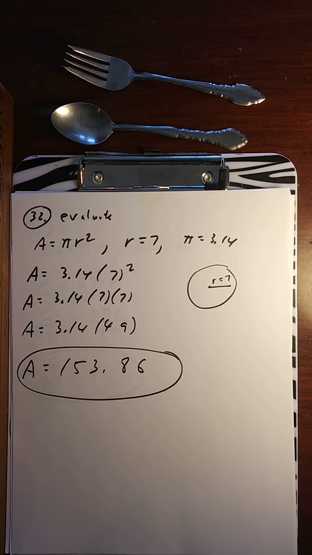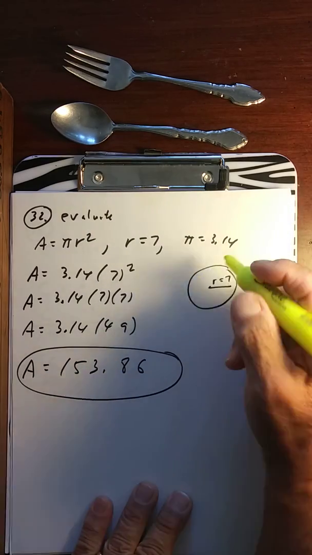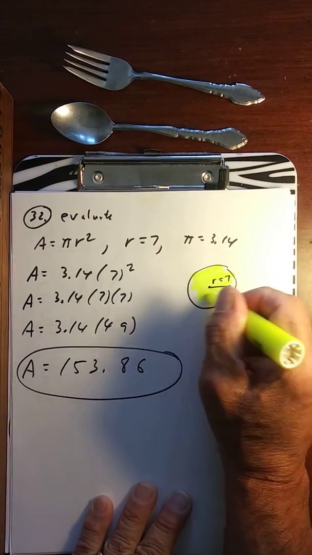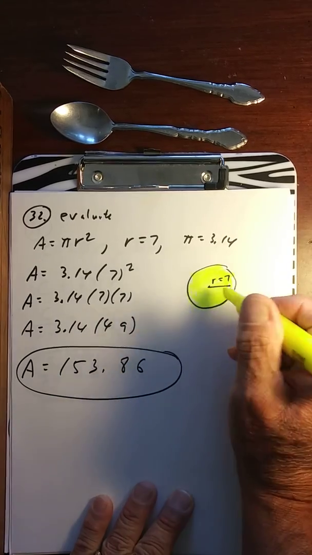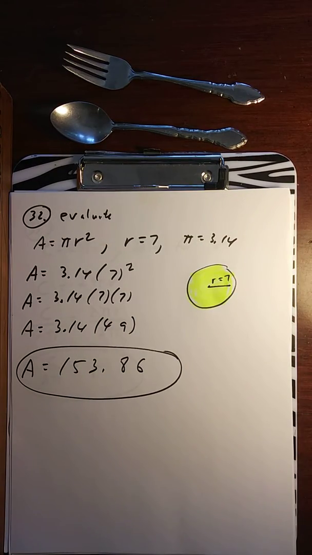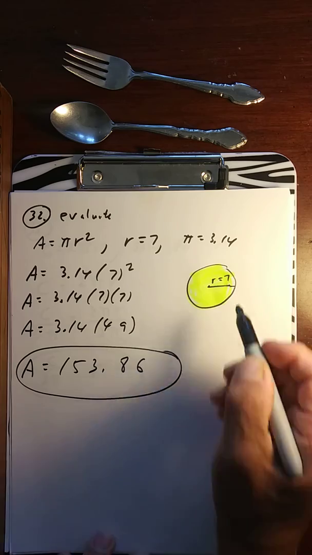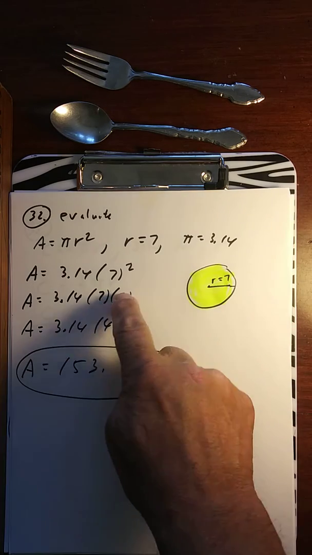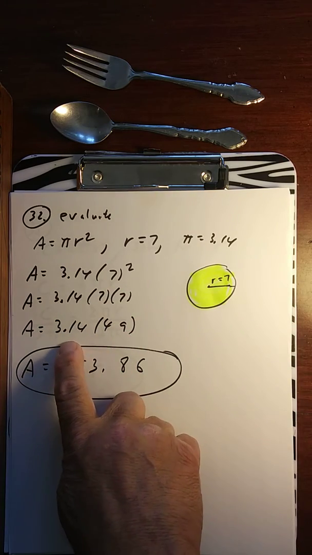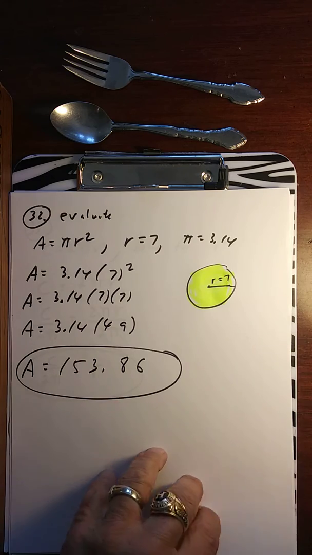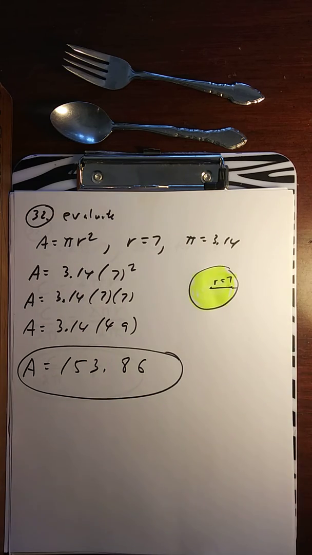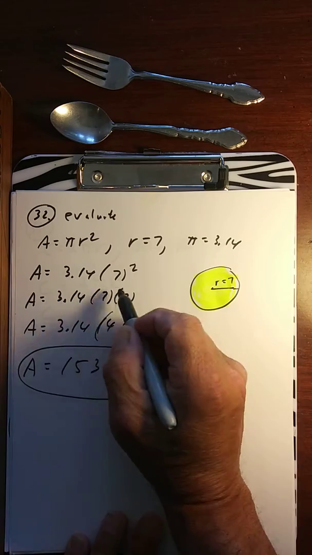And in fact, let me make it a little bit brighter color here. There you go, a circle with a radius of 7. All right, so now put the numbers in the formula. 7 squared, 7 times 7 is 49. 49 times pi is going to give you 153.86. So this one came from those two right there.